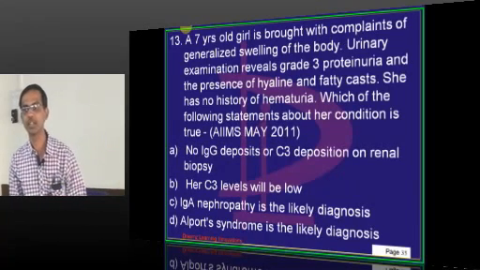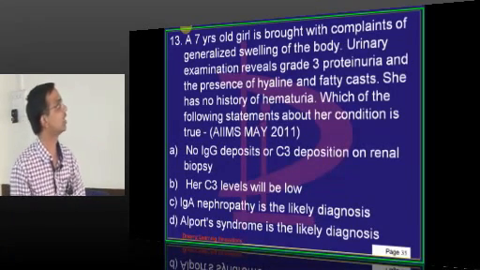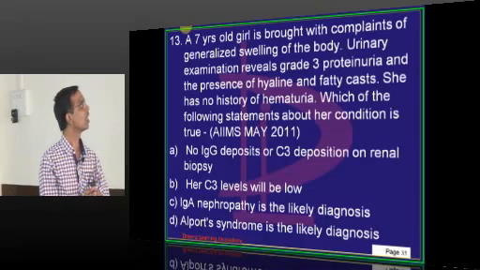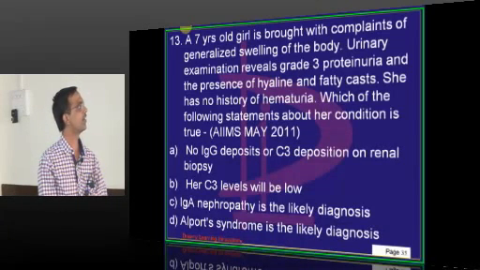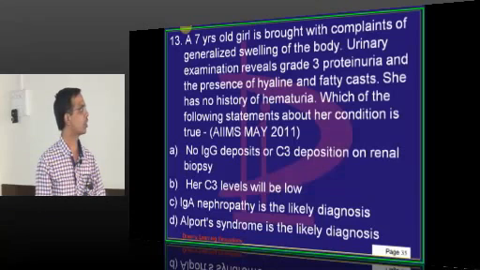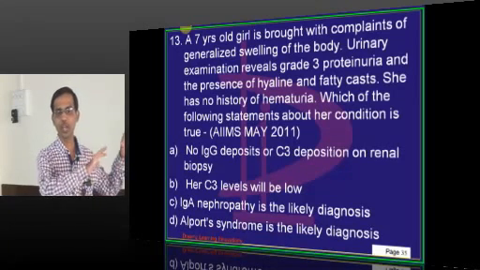Now look at this question, a big history is given. A 7-year-old girl is brought with complaints of generalized swelling of the body. Urinary examination reveals grade 3 proteinuria and the presence of hyaline and fatty casts. She has no history of hematuria. Which of the following statements about her condition is true? We'll look at the options later.